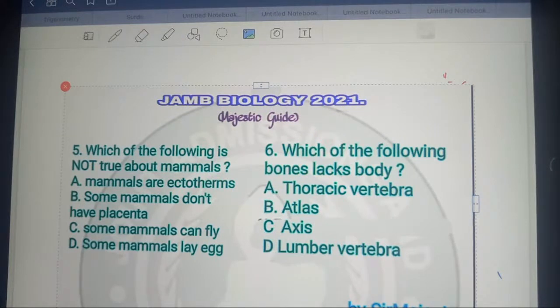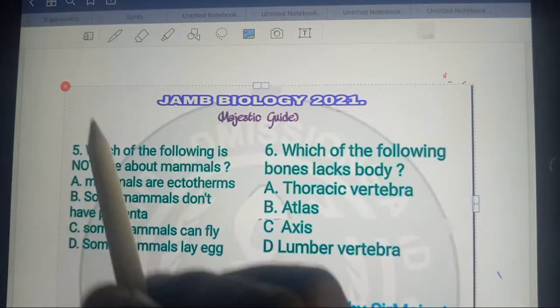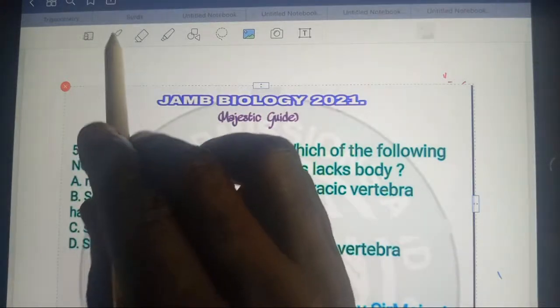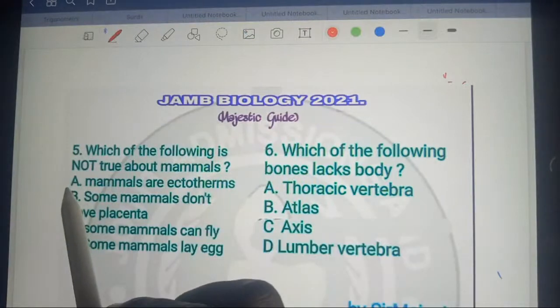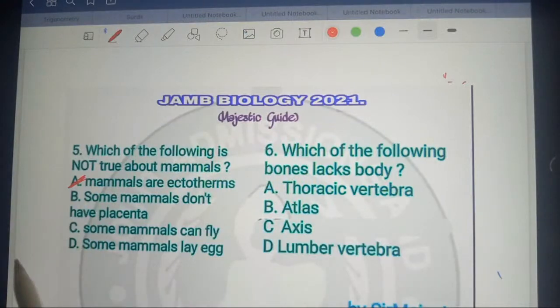Remember, this might be confusing a bit. A. Mammals are ectotherms. B. Some mammals do not have placenta. C. Some mammals can fly. D. Some mammals lay egg. So if you look at these options, someone might choose wrongly. Option A means that mammals are cold-blooded, and this is not true. Mammals are not cold-blooded. So among these options for question number 5, option A is not correct about mammals.